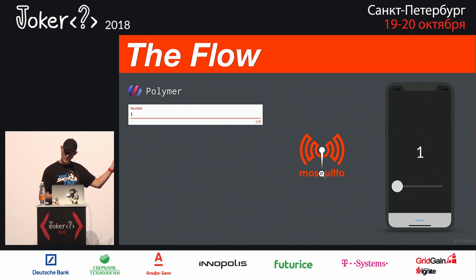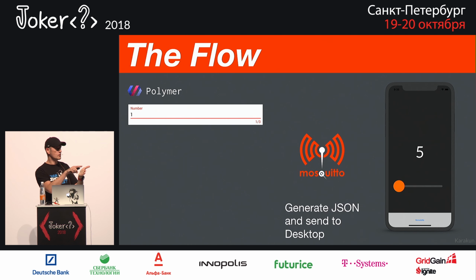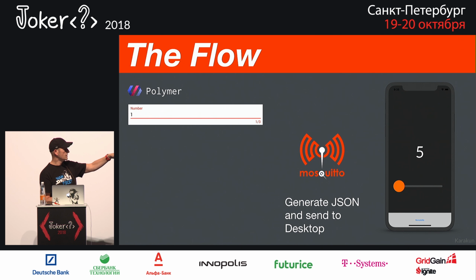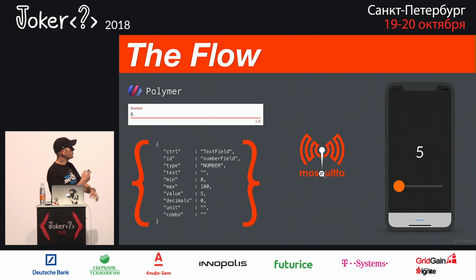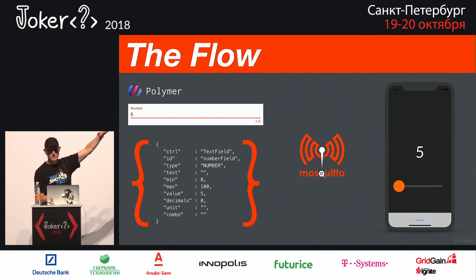So on the mobile phone, if I just move the finger to the next value, after I'm finished, the same happens the other way around. Again, a JSON will be generated and sent via MQTT back to the desktop, which subscribes to that topic and shows the information. So that's in principle the flow.